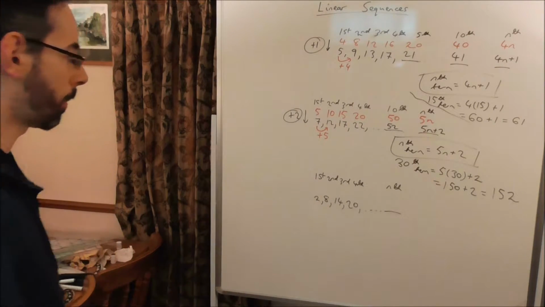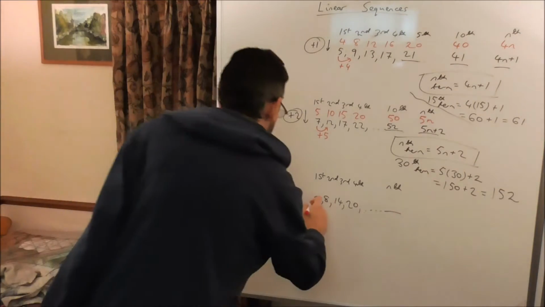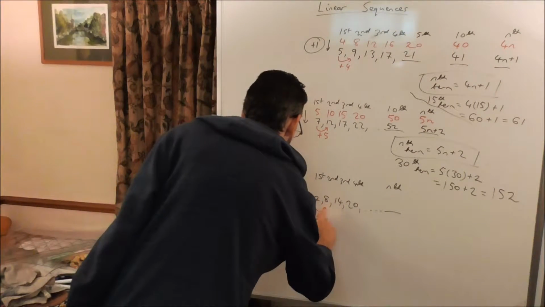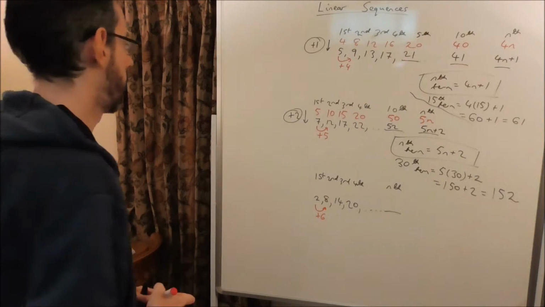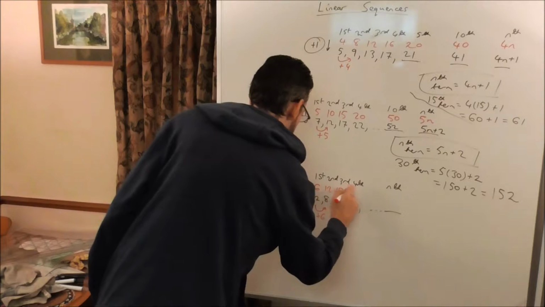So this sequence, what does it go up by each time? Well, it goes up by 6 each time, just like the 6 times table. So it's related to the 6 times table, which I'll write up here in red. 6, 12, 18, 24.